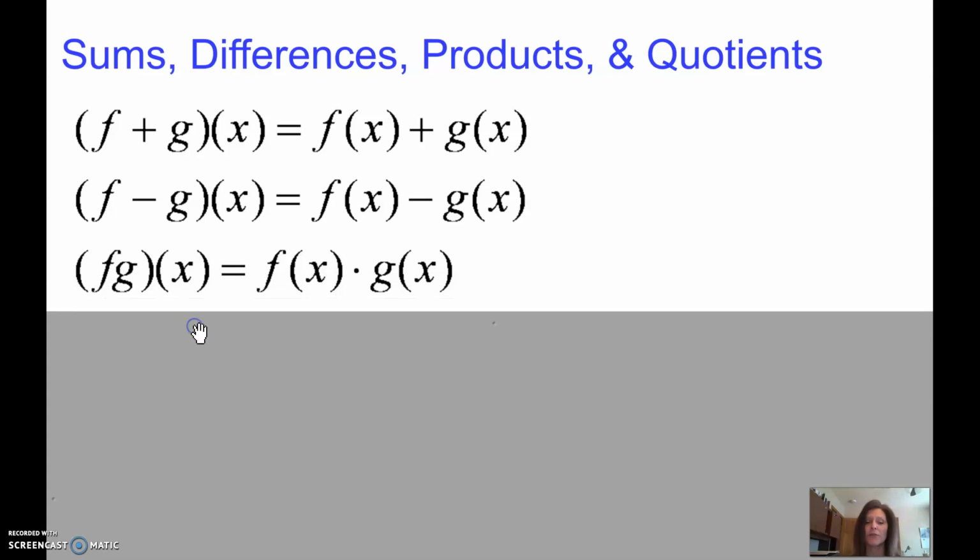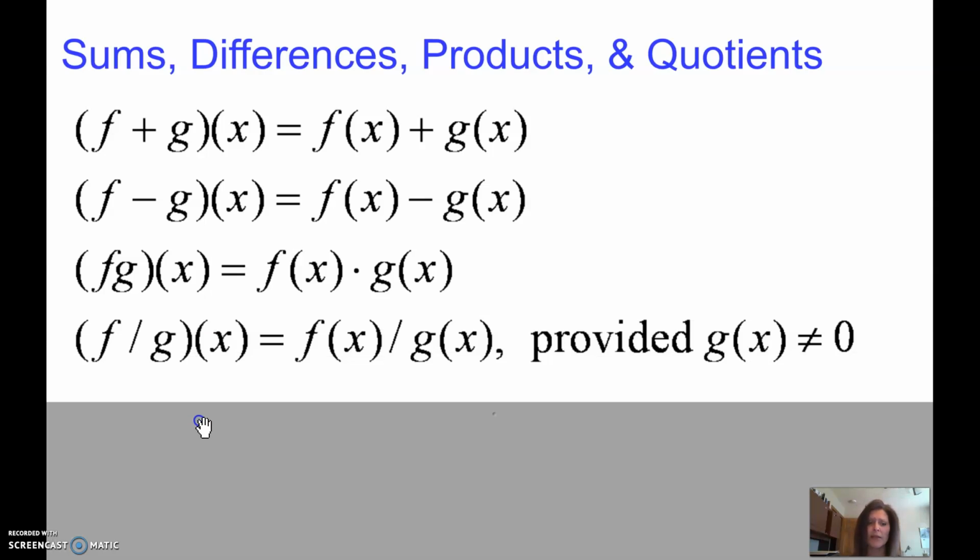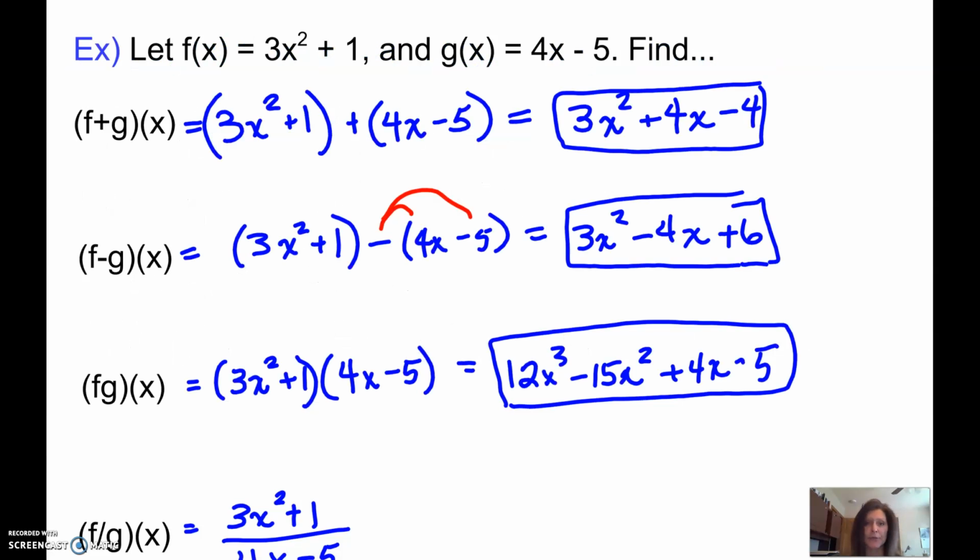The next one, if there's no sign in between, it's just fg, it means multiplication. So we'll take f of x times the g of x formula. And then the last one, f divided by g of x, means take f of x and divide it by g of x. On this one, we're going to have to be a little bit more concerned about the choices for x because it might not be defined if the denominator is 0. So we have to throw those x's out. We'll look at that in another video.